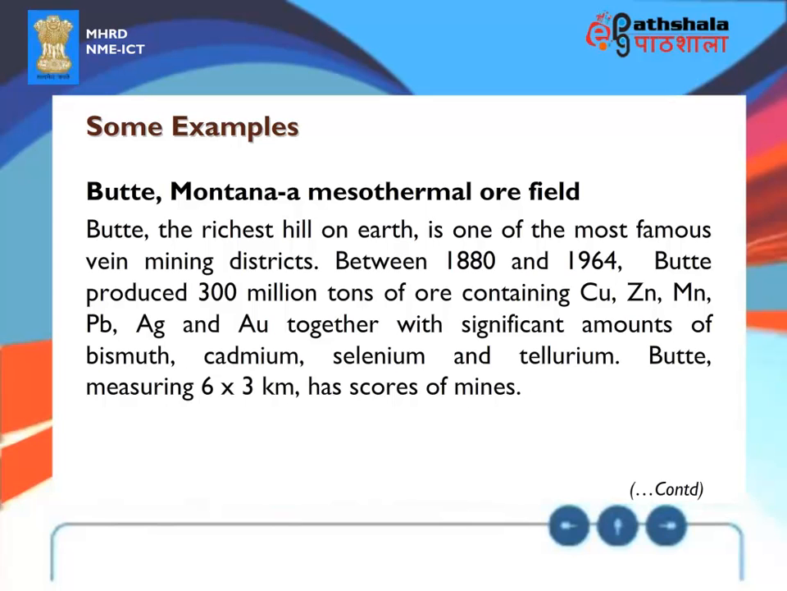Butte, Montana, a mesothermal ore field. Butte, the richest hill on earth, is one of the most famous vein mining districts. Between 1880 and 1964, Butte produced 300 million tons of ore containing copper, zinc, manganese, lead, silver, and gold, together with significant amounts of bismuth, cadmium, selenium, and tellurium. Butte, measuring 6 by 3 kilometers, has scores of mines.